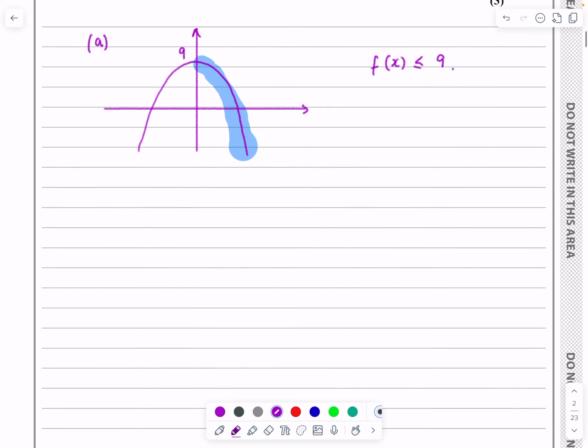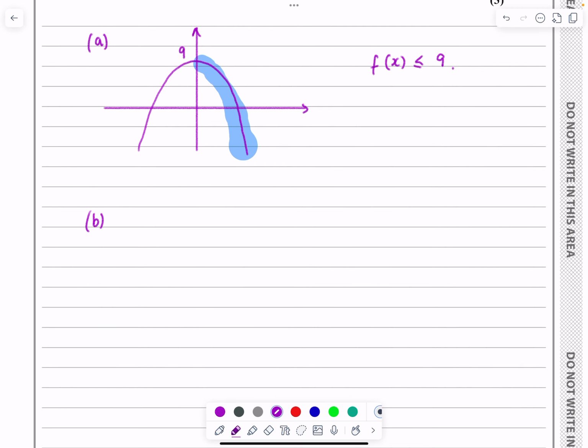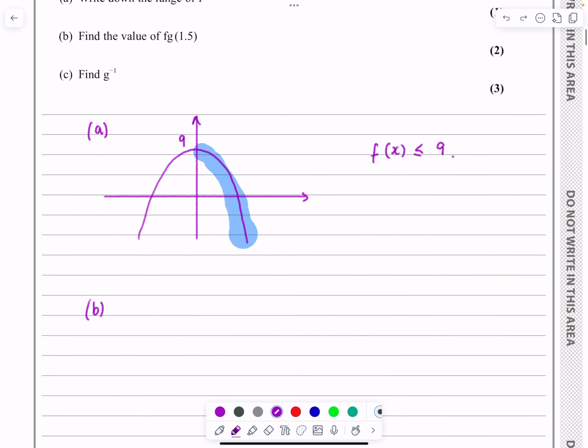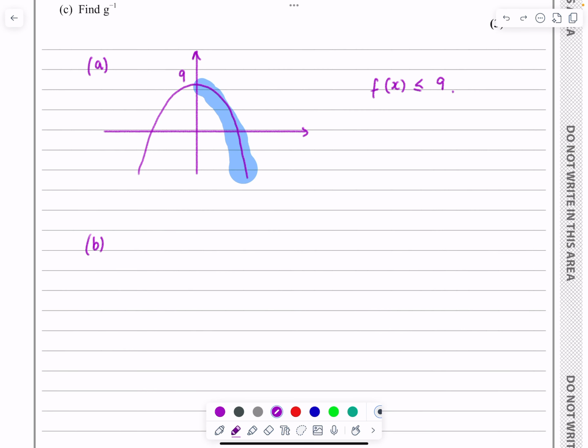Part B talks about the composite function fg(1.5). So just a reminder to you, fg(x), what that actually means is do g(x) first, get the answer, and then do f to that. We're reading that way when we read a composite function.